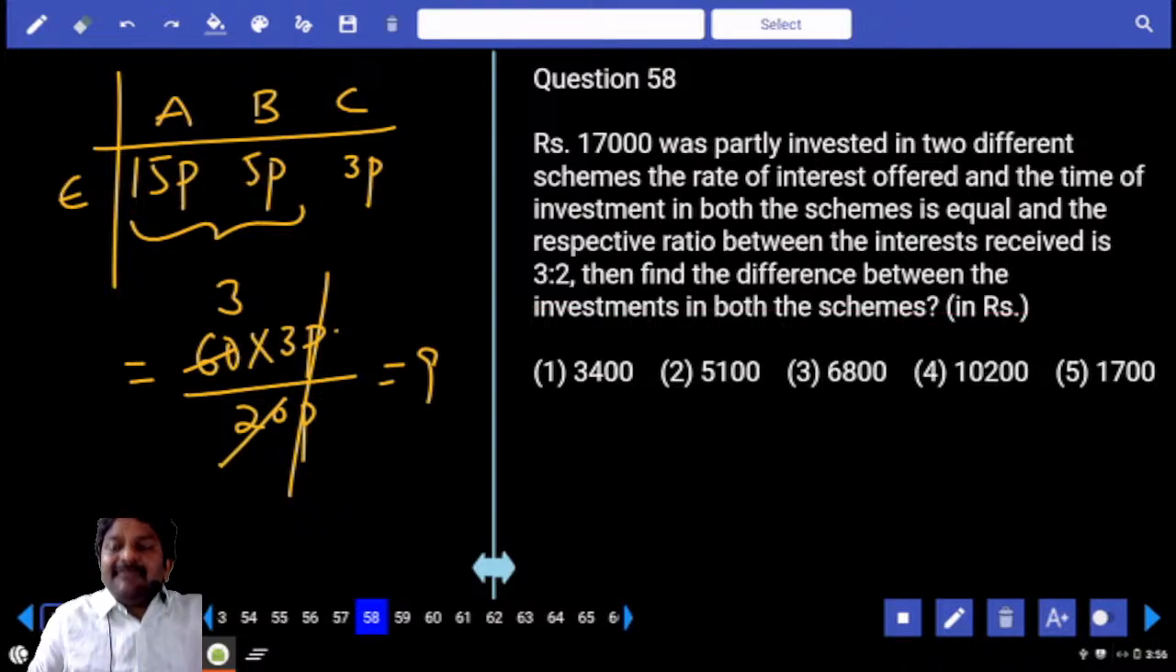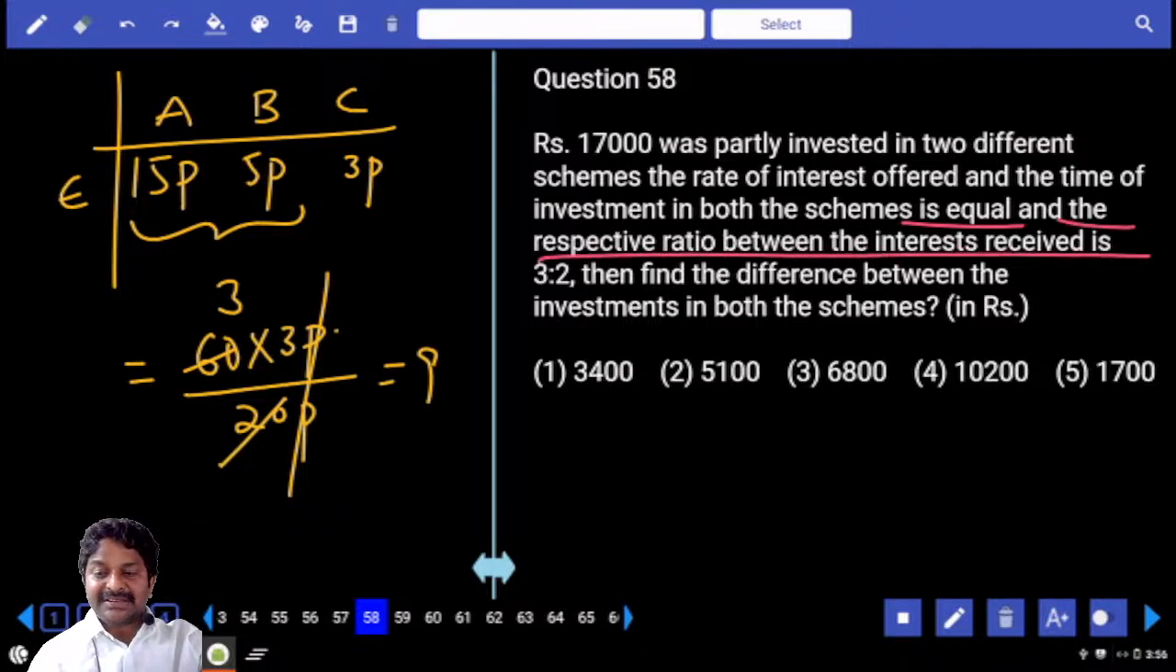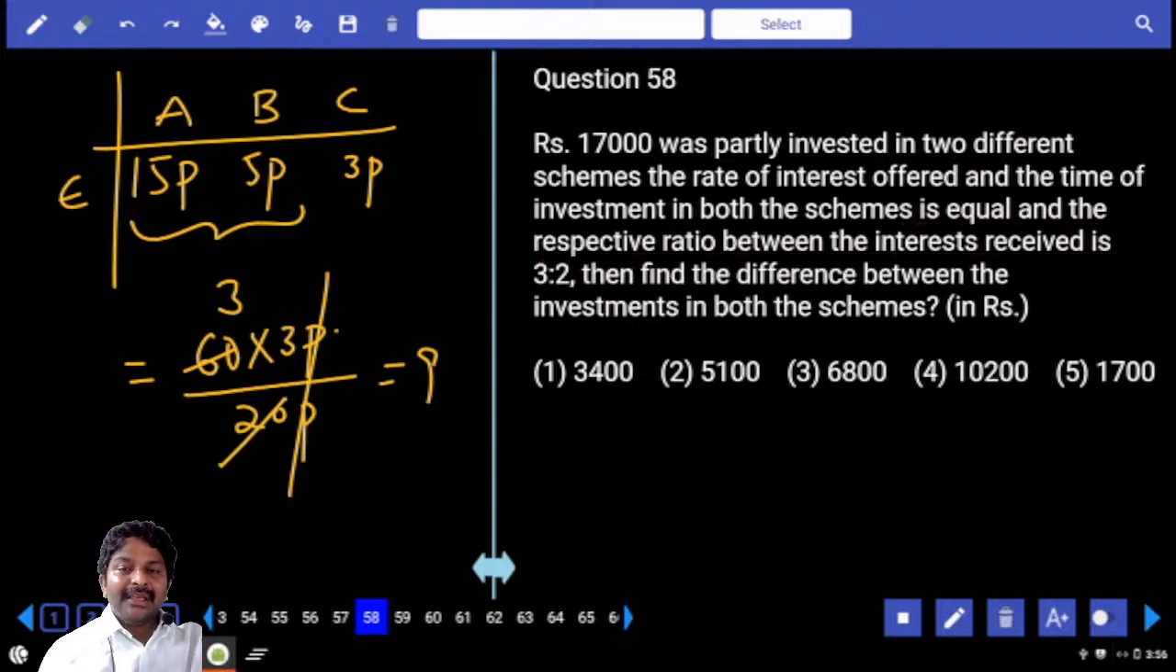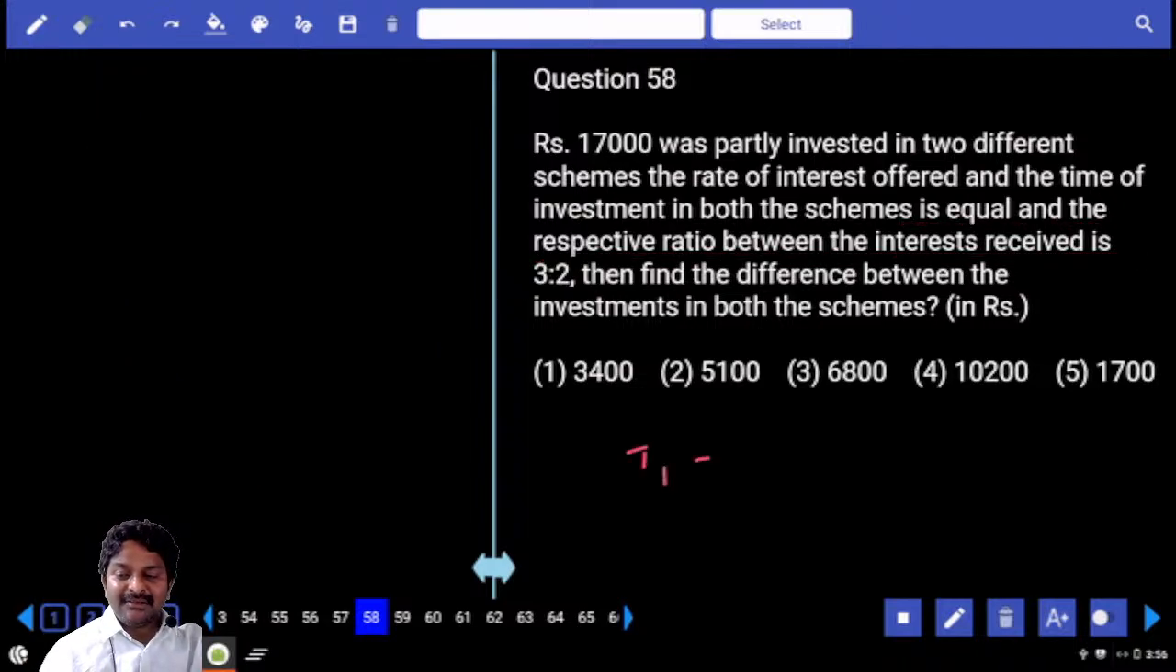17,000 was partly invested in 2 different schemes. The rate of interest offered and the time of investment in both the schemes is equal. Same rate of interest, same time period. The respective ratio between interest received is 3:2. Only the time period is the same, the rate of interest is also the same.